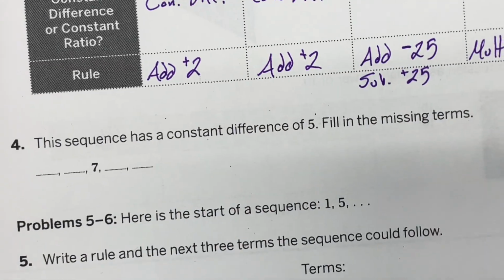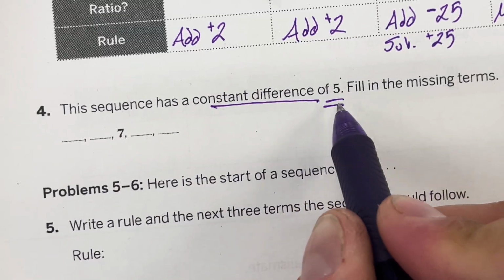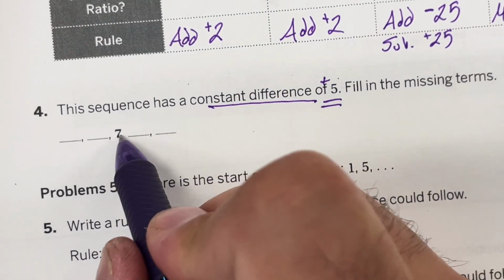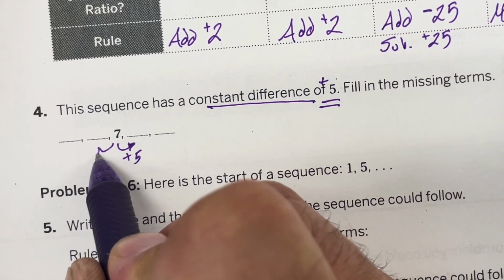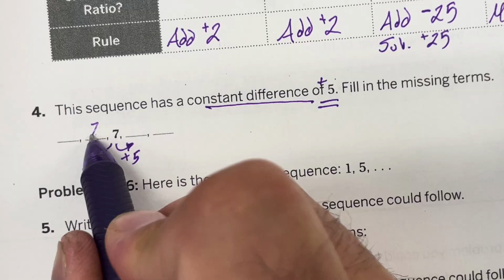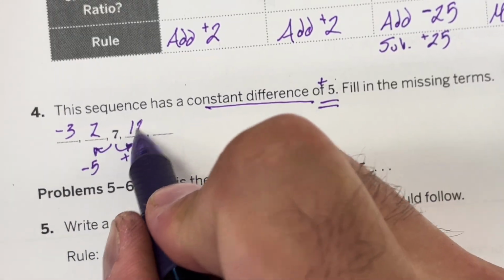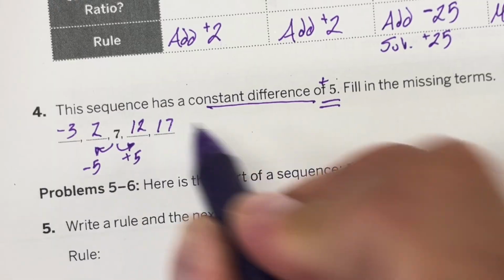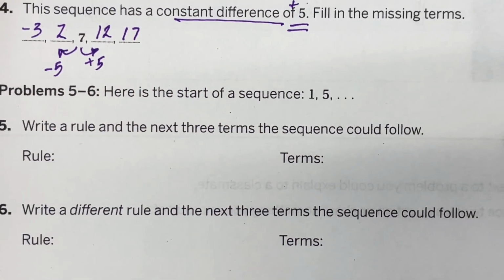Let's move on. The sequence has a constant difference of 5. That means a positive 5. So that means we're adding 5 each time we go in this direction. If we're going in that direction, we're going to be subtracting 5. So 7 minus 5 is 2. 2 minus 5 is negative 3. 7 plus 5 is 12. 12 plus 5 is 17. Done. Okay. Now that's all I asked you to do.